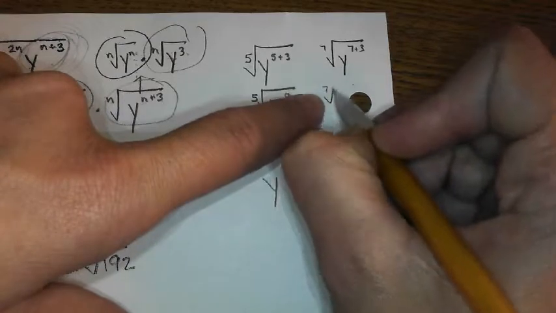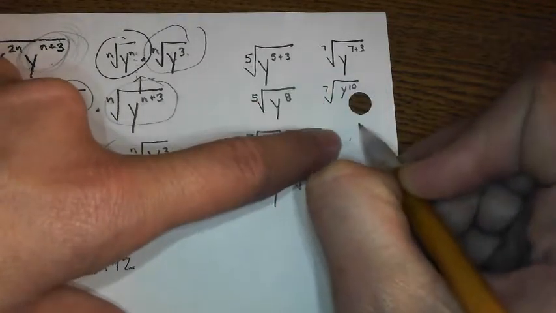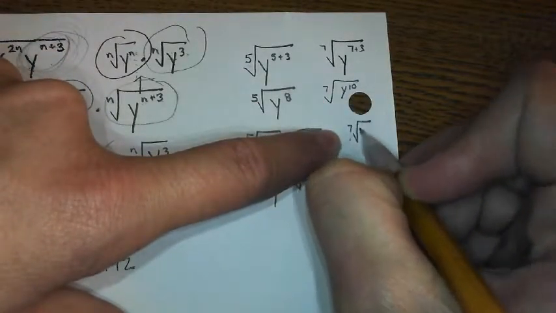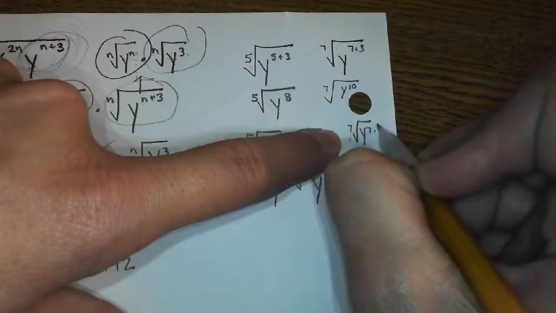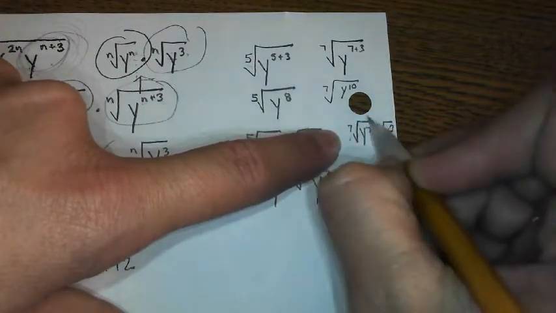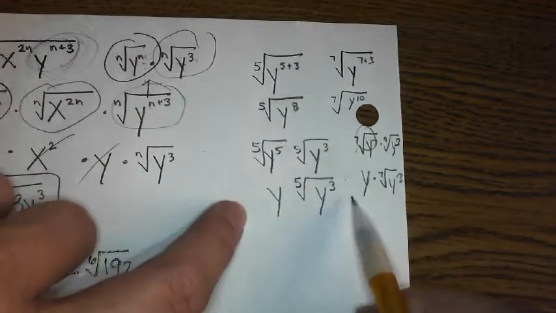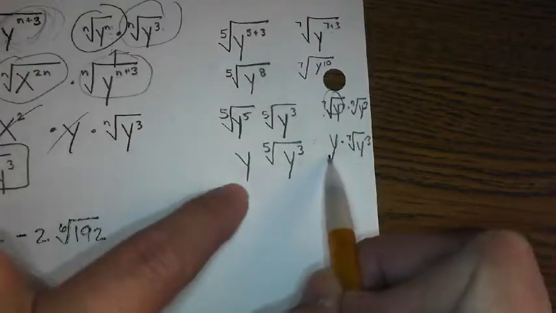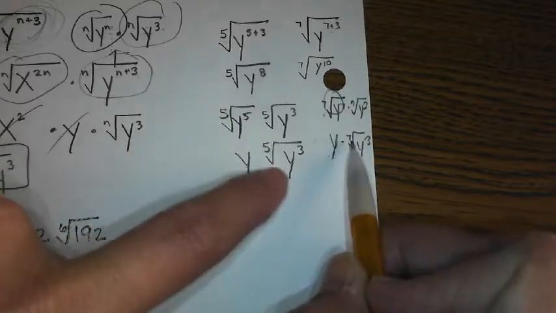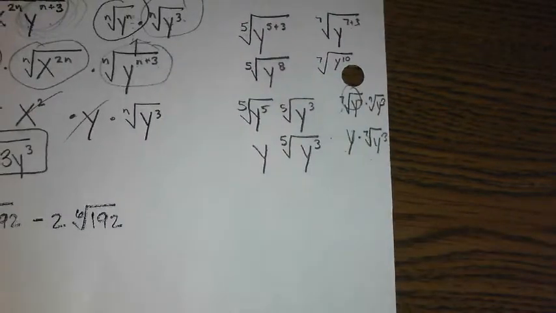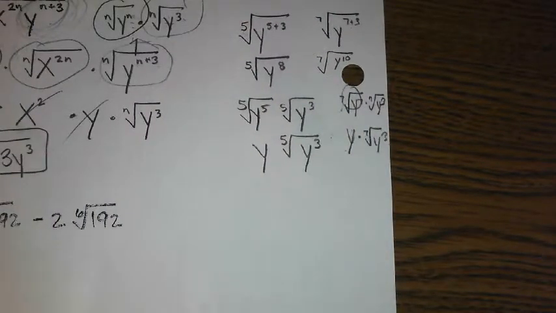If we make up a different number for n, we would explore what happens. This would become the 7th root of y to the 10th. Y to the 10th we would break down into y to the 7th times y to the 3rd, right? And then you'd get y times the 7th root of y to the 3rd. So regardless, you're getting y times the nth root of y to the 3rd. Does that make sense?